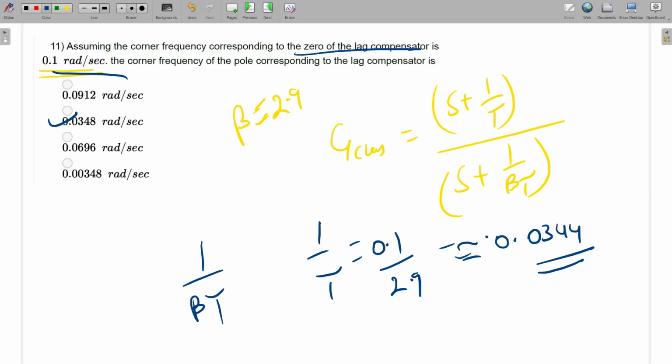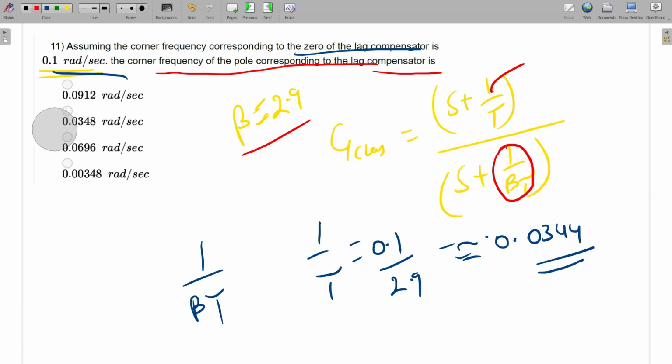Is it clear to all? This value was given, zero was given, beta was known. We have calculated the pole value, the corner frequency of the pole corresponding to the lag compensator. So the correct option is 0.034. Is it clear to all?